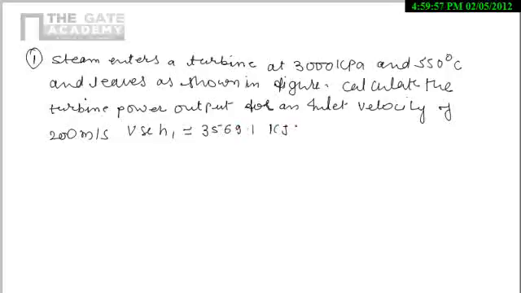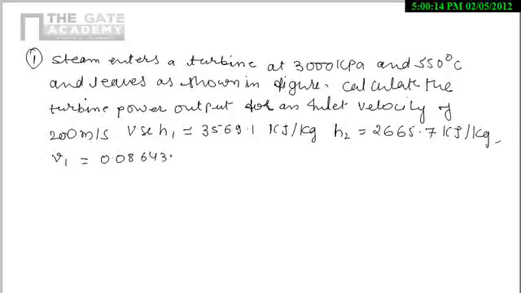Use enthalpy at section 1 as 3569.1 kilojoule per kg, and for section 2, that is H2 equals 2665.7 kilojoule per kg. Take specific volume at section 1 as 0.08643 meter cube per kg. Neglect kinetic energy and potential energy.